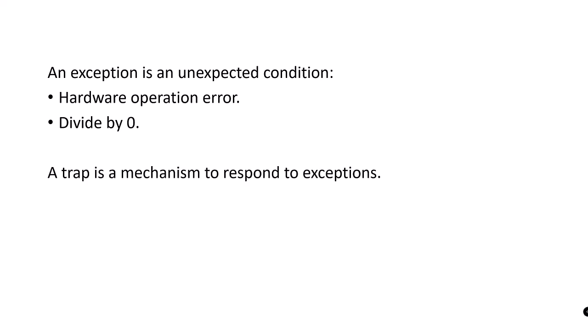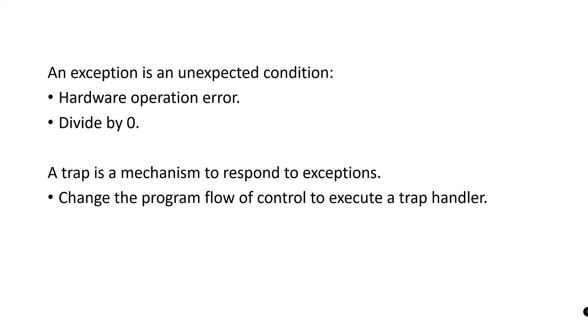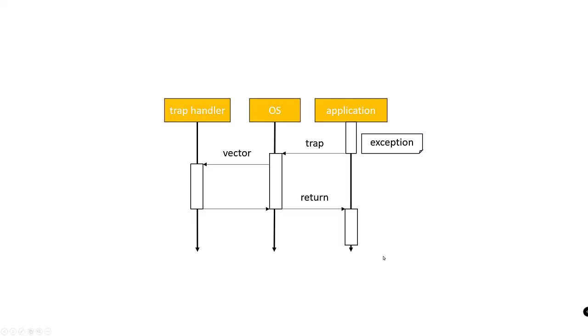An exception is an unexpected condition during execution, a hardware error, for example, or division of a value by 0. A trap is a mechanism to respond to exceptions. It changes the program flow in order to execute a handler devoted to that type of trap. In this case, the application performs an operation that causes an exception. The operating system vectors the trap to determine which handler should be called. The handler performs the operation and returns to the operating system, which can then return to the application.